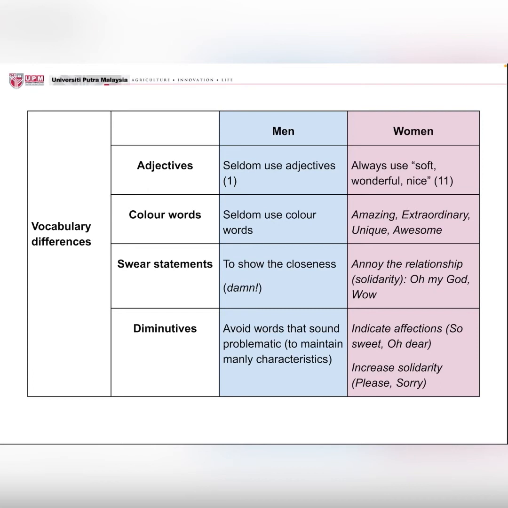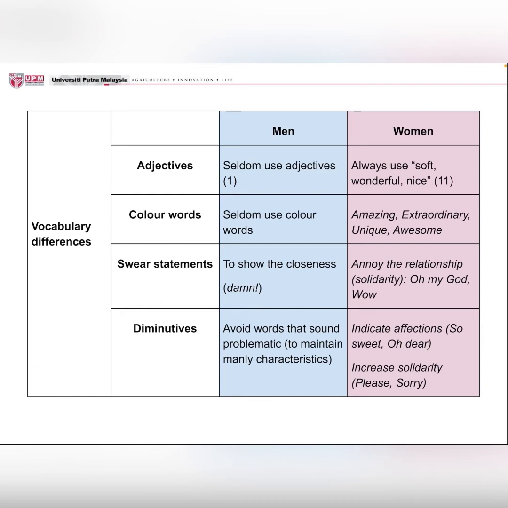Second is color words. Men seldom use color words, but women, of course, use color words. Amazing, for example, amazing, extraordinary, unique, awesome, and so on. Third, swear statements. Men usually love to swear because they want to show closeness. For example, damn. This is most prominent and happens in most conversations between friends.